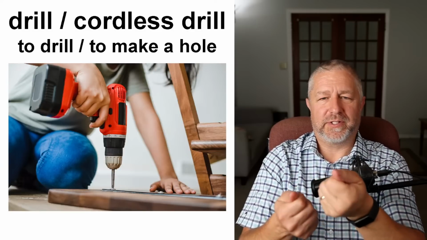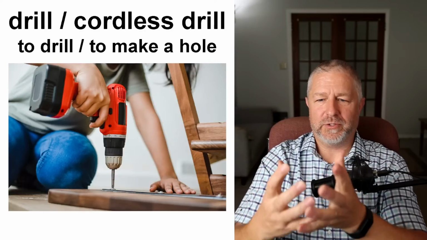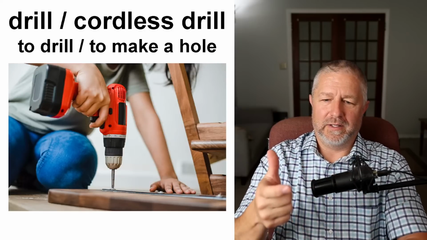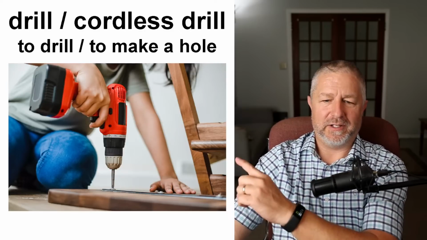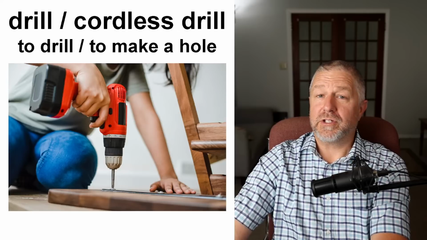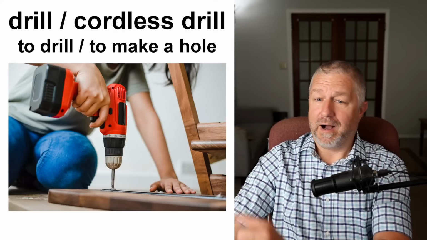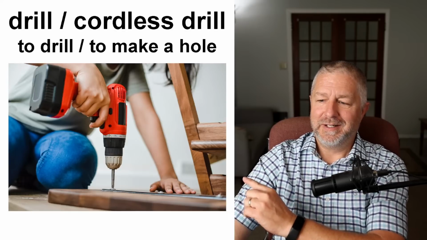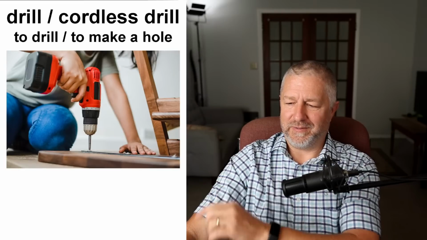You have drills that plug into the wall, but you have drills with batteries. So drill is the general term, and then cordless drill would be a drill that has a battery. Use it to drill, use it to make a hole. Obviously, you can also use it to put in screws if you need to.